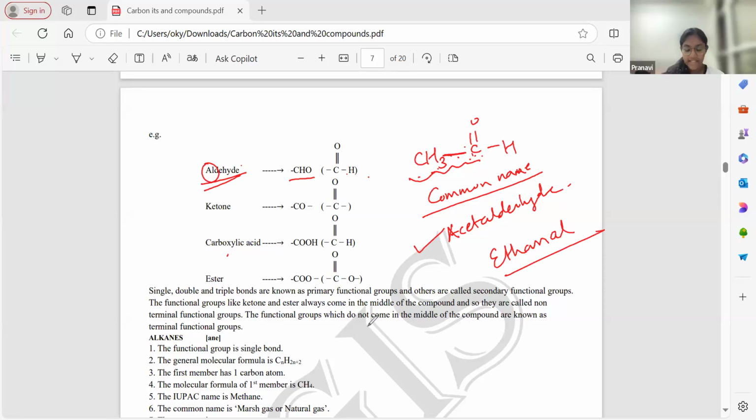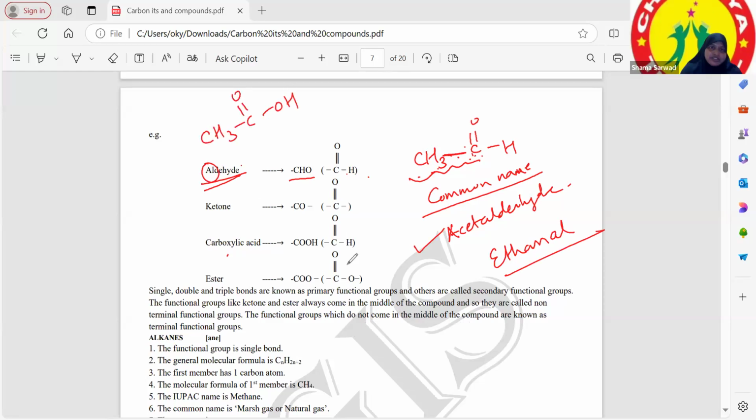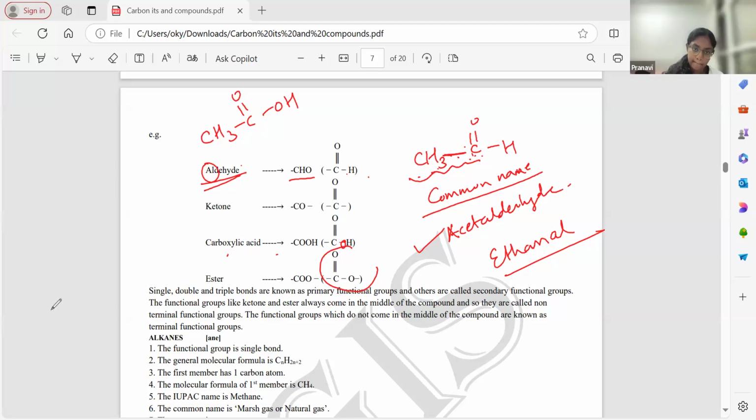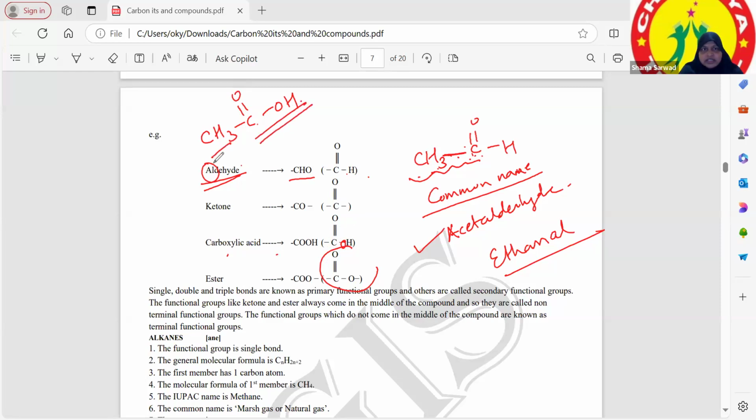Acetic acid, you are also aware of, right? That structure is like this: CH3COOH. C double bond O, OH. Carboxylic acid should be OH. There is a printing mistake here. So C double bond O OH is your functional group, and this is your methyl group.